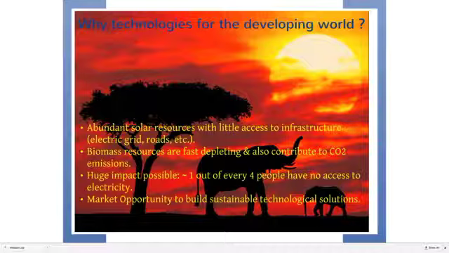1 out of every 4 people on this planet has no access to electricity. It's something similar for water as well, so we can solve some really big problems. And there are market opportunities to build sustainable technological solutions. It's an important point, because if you don't build a sustainable solution, it just dies, if it's just based on donations or NGOs and so on.